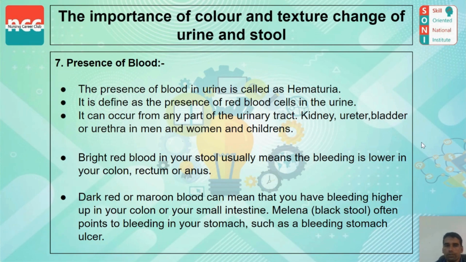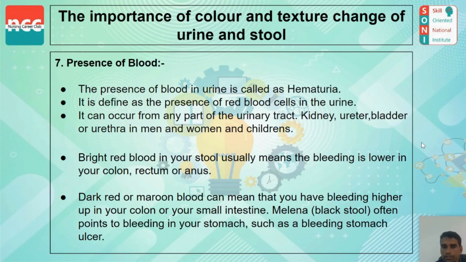Now we will discuss the presence of blood. The presence of blood in urine is called hematuria. It is defined as the presence of red blood cells in the urine. It can occur from any part of the urinary tract, kidney, ureter, bladder, or urethra in men, women and children.